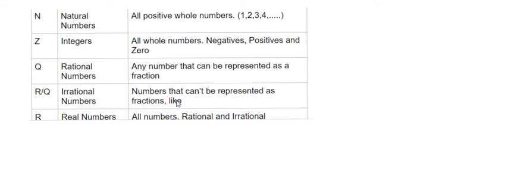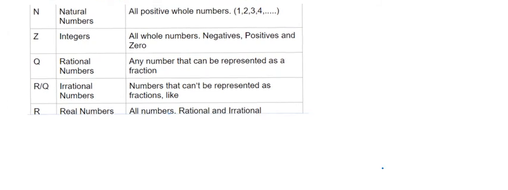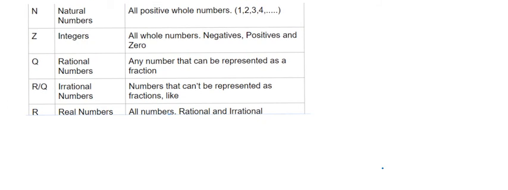Hey guys, so this video is about the different types of number systems. So these symbols on the left hand side, the N, Z, Q, R/Q and R, are symbols that you'll often see in exam papers at the ends of questions where you're asked to find out X, maybe, and it says X is an element of Q, or it could say X is an element of N or something like that.